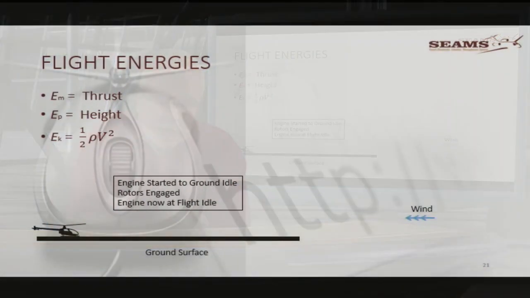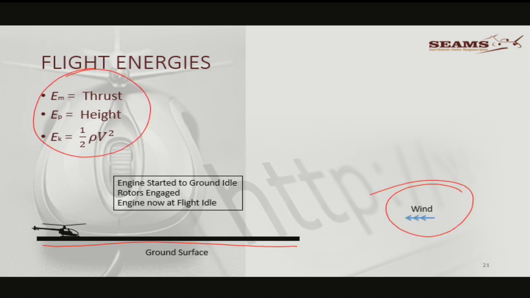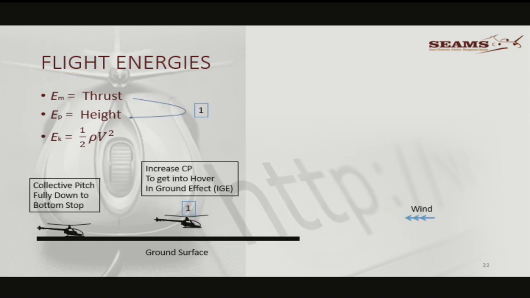All right, so here engine started on the ground, idle, rotors engaged, engine now at flight idle, it's ready for takeoff. We've got the ground here at the bottom, and the wind is coming from the front, and we've got the three there. Now on the next slide, it doesn't go forward, I'm just showing that it is now moved into the hover. All right, that's all that I'm trying to say here. It's not moving forward. Increase in CP to get into the hover, into ground effect. How did we do that? By simply taking thrust and putting that into height.